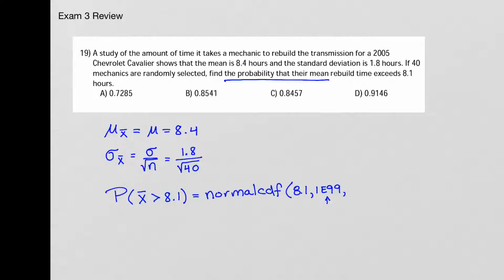So we're going to use 1e99 in order to represent infinity in this case, just a really, really large number. And then we put in the mean, which is 8.4, and the standard deviation, which is 1.8 divided by the square root of 40. And when I calculate this, I get 0.8541. And that's my final answer.